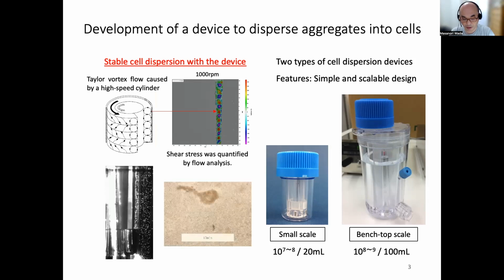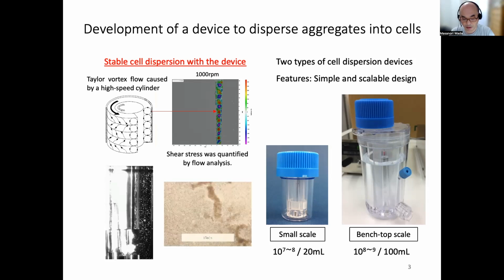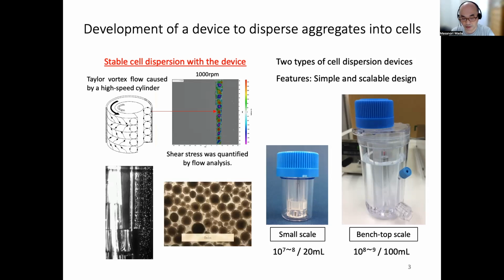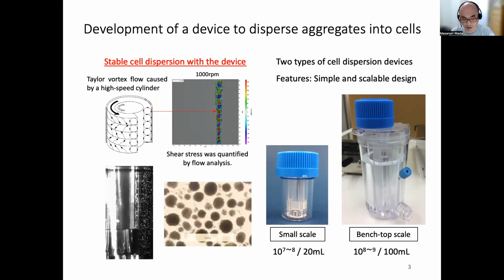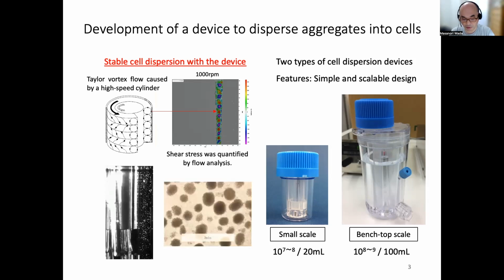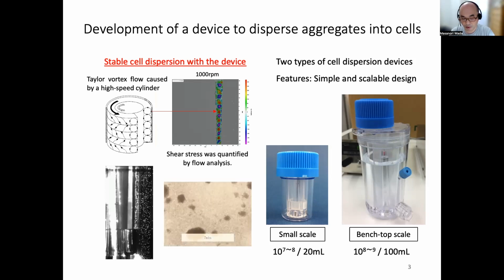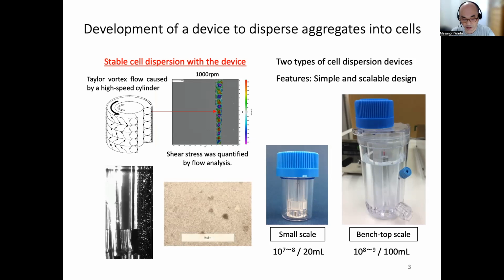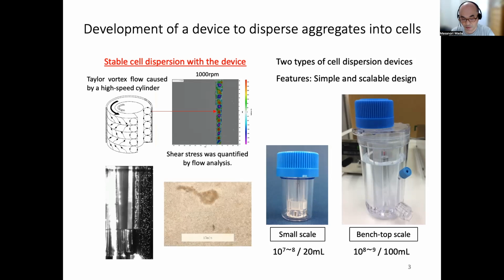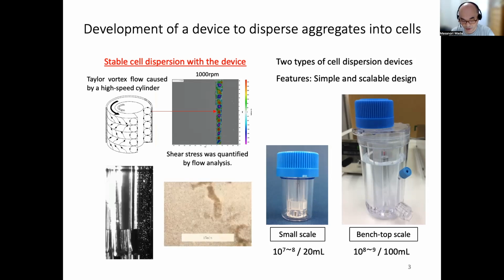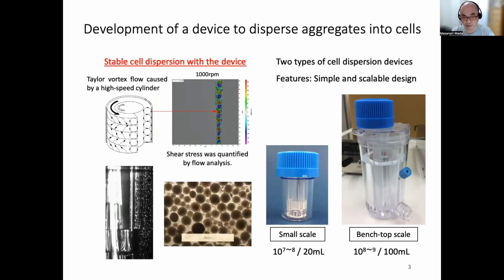If the cylinder rotates too fast, turbulence will occur and damage the cells. And at low speeds, sufficient shear stress will not be obtained for cell dispersion. We designed the device so that the liquid flow becomes a Taylor vortex in the region of optimal rotation speed for cell dispersion.